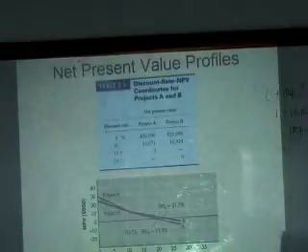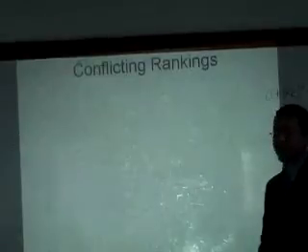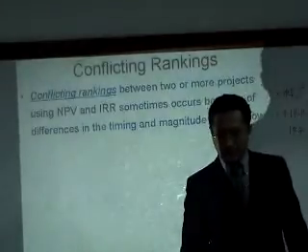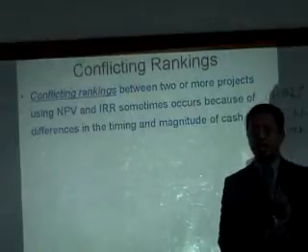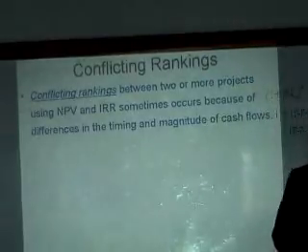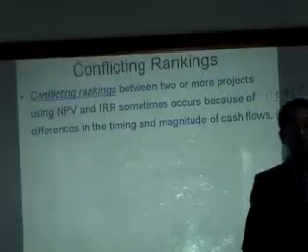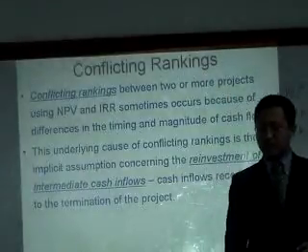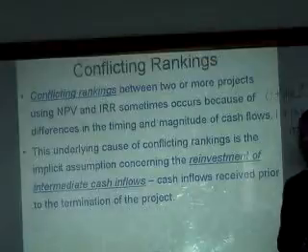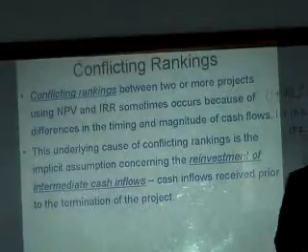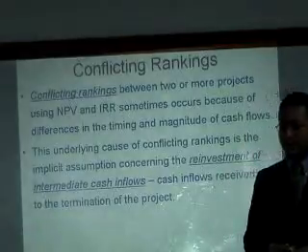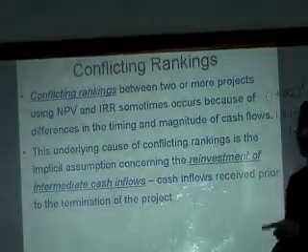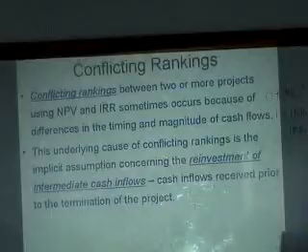Now we continue on to the conflicting ranking. Conflicting ranking between two or more projects using NPV and IRR sometimes occurs because of differences in timing and magnitude of cash flows. The underlying cause of conflicting ranking is implicit in the assumption concerning the reinvestment of intermediate cash inflow, cash inflow received prior to the termination of the project.